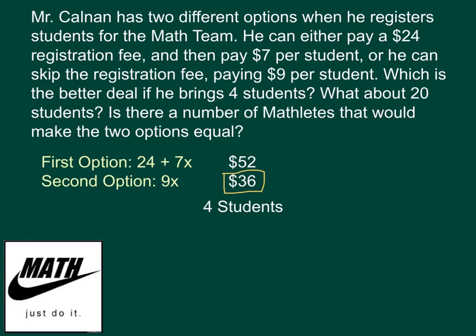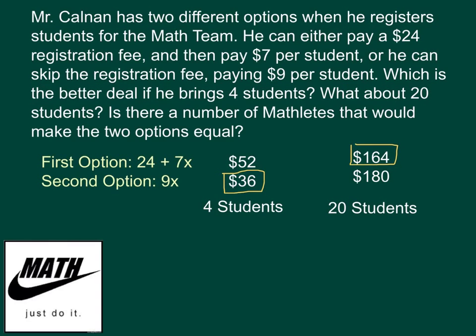What about 20 students? Does it make a difference then? All right, once again, pause the video, try to figure out the cost, then come back and double check. All right, so if we bring 20 students, the first option now only costs $164, whereas the second one costs $180, so the first option is better. So the question is, is there a number of mathletes that would make the two options equal?